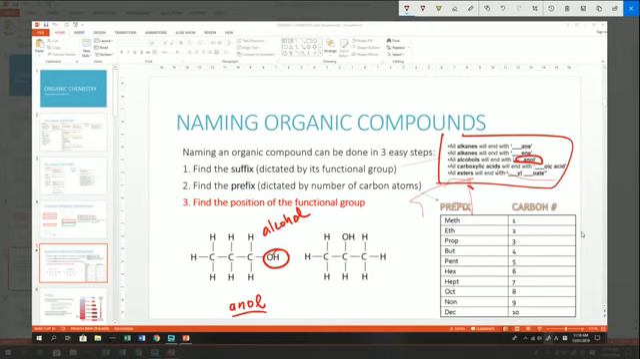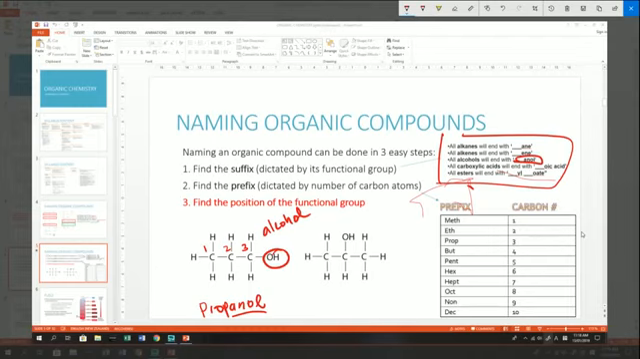You take a look at the number of carbon atoms, and so 1 carbon atom is meth, 2 carbon atoms is eth, 3 carbon atoms is prop, and so on. So if you count the number of carbon atoms inside the chain of this molecule, you have 1, you have 2, you have 3, and therefore it's prop, as you see on the table here towards the right. So propanol is the name of this organic compound.